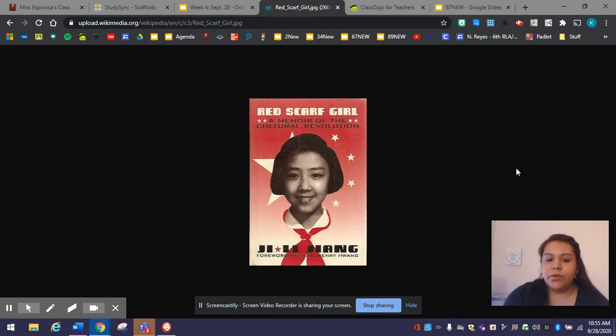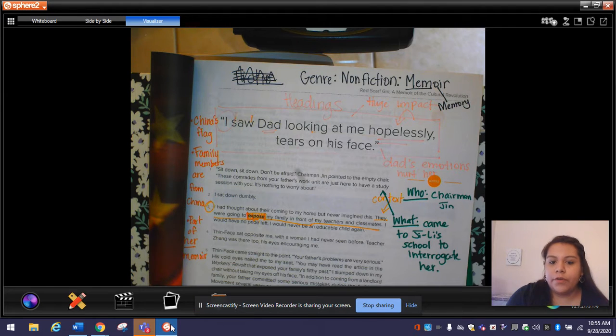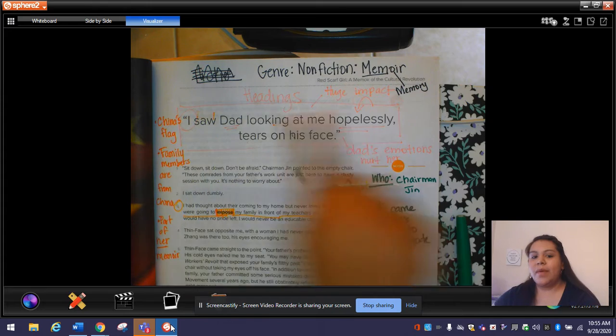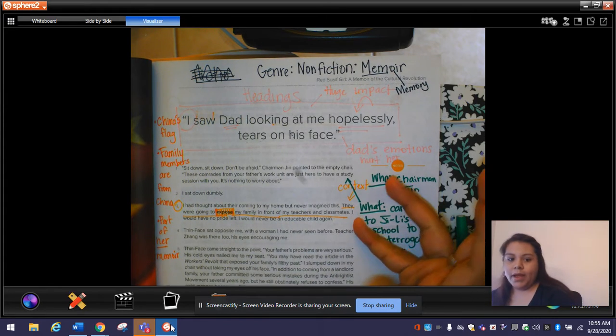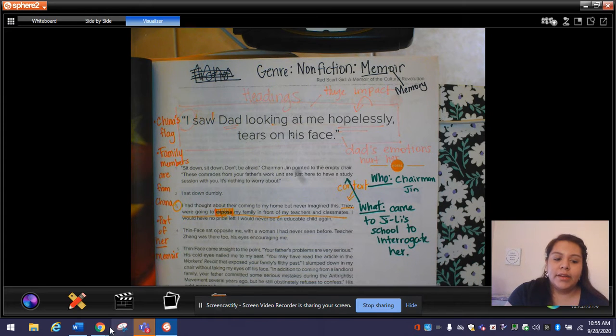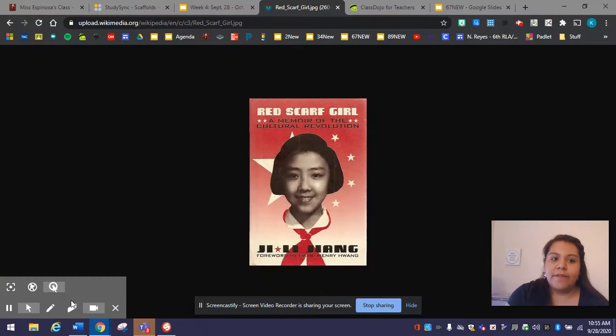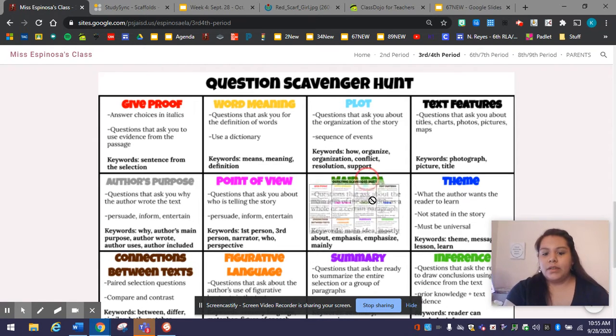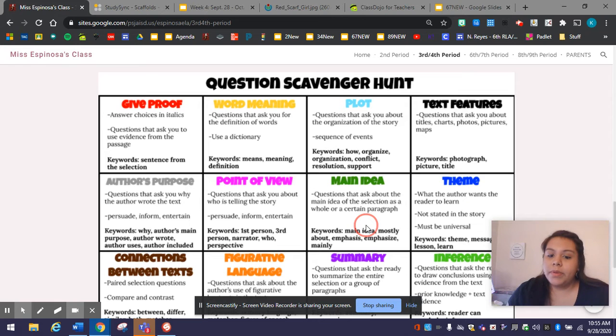Today's lesson is going to be our annotations of the story Red Scarf Girl. Last video we did all of our text mapping before we read the story, and then we read the story, and now we're going to be adding our notes on the side. If we take a look at our text mapping scavenger hunt, which we are going to be utilizing all year long, one of the skills that we're focusing on today is right here, main idea. Questions that ask about the main idea of the selection as a whole or a certain paragraph.